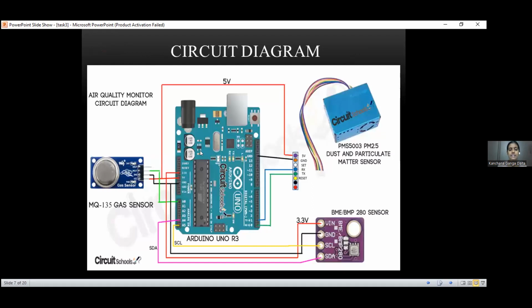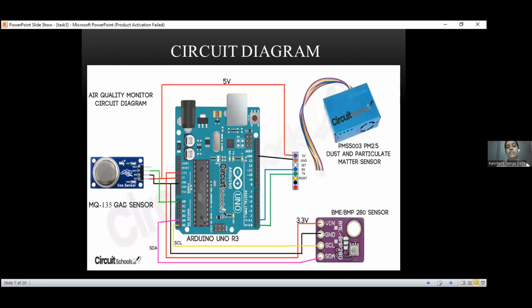Coming to the circuit diagram of this project. Actually this is an Arduino. It is Arduino Uno R3 and it has a lot of pins. In the next slide, we're going to observe this even more precisely. So firstly, let me explain the circuit. Firstly, we use the MQ134 gas sensor.